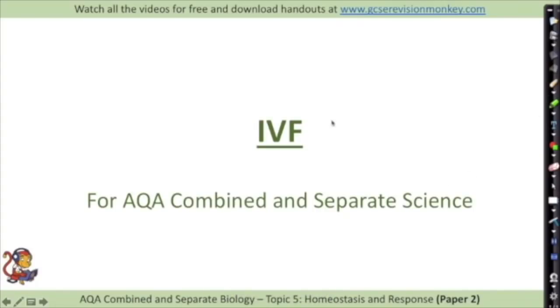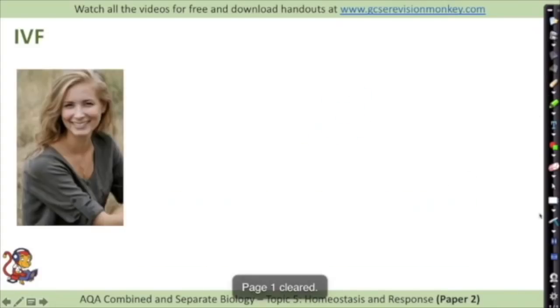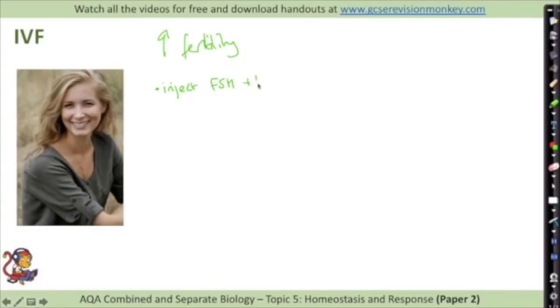This next little bit on IVF is higher tier only. IVF is a way of increasing your fertility, and it is quite an intensive process and an expensive process, but it increases a chance of them getting pregnant. So what would happen first of all is the woman would inject herself with FSH and LH, remembering these are the two hormones involved in FSH maturing the egg and LH releasing the egg.